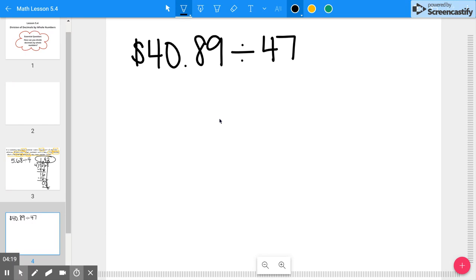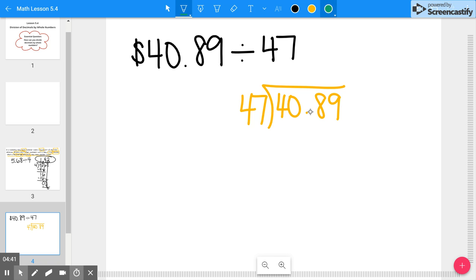$40.89 divided by 47. So we're going to do the exact same thing. We're going to set it up like a normal division problem. So I put 40 and 89 hundredths. I'm going to ditch that dollar sign for now, and I'm going to put that underneath my house. And I'm going to put my divisor 47 on the outside.